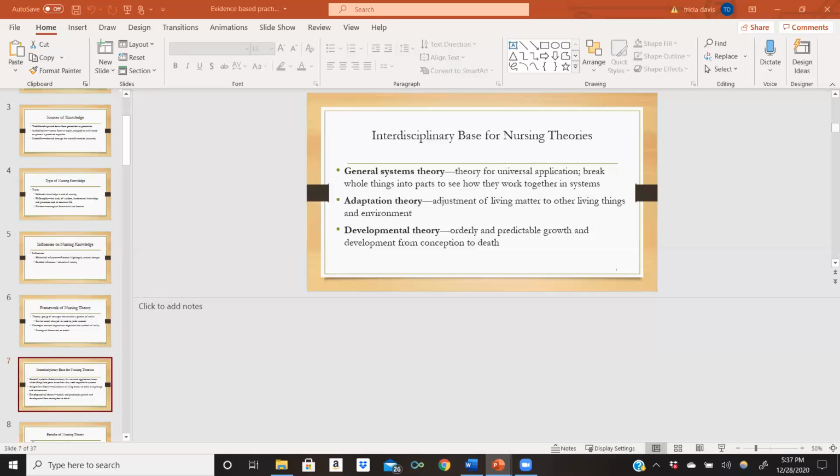And then we have the developmental theory, which is orderly and predictable growth and development from conception to death. The developmental theory outlines the process of growth and development of humans as an orderly and predictable process, beginning with conception and ending with death. Although the pattern has definite stages, the progress and behaviors of a person within each stage are unique.